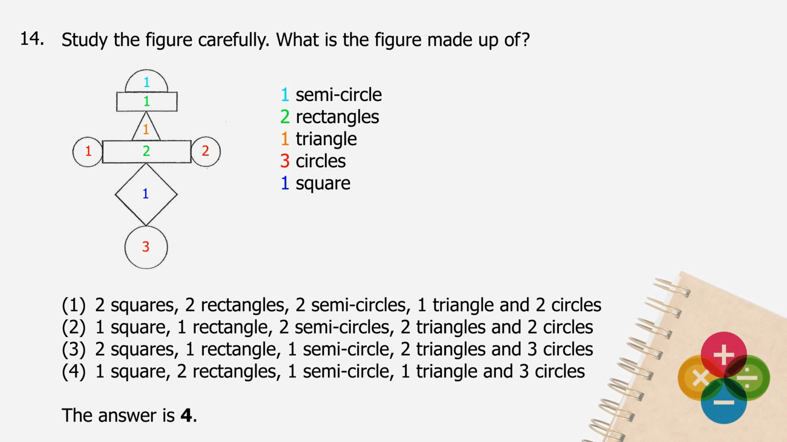There are 1 semicircle, 2 rectangles, 1 triangle, 3 circles, and 1 square. The answer is 4.